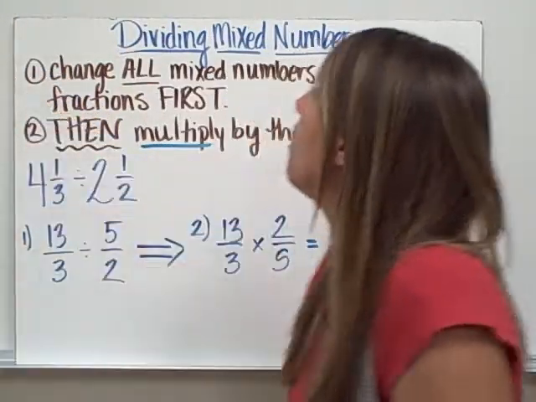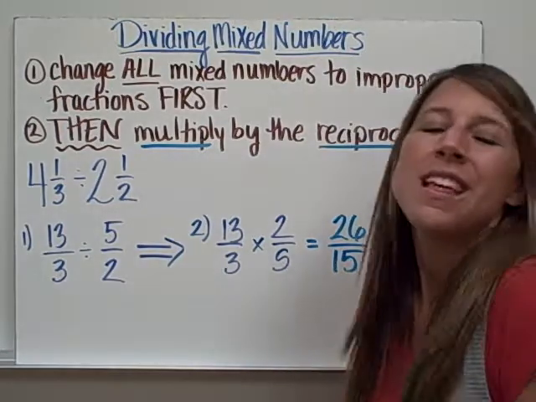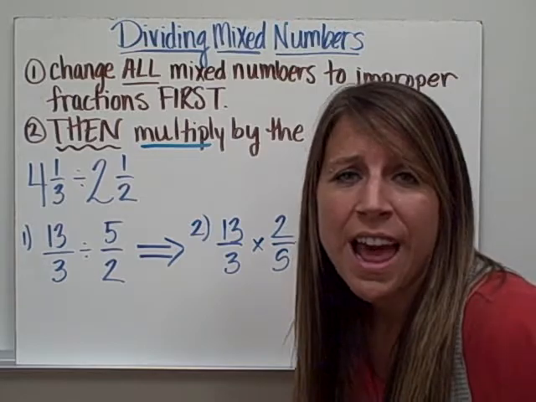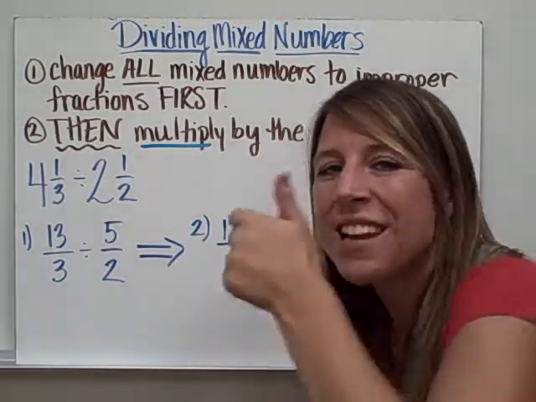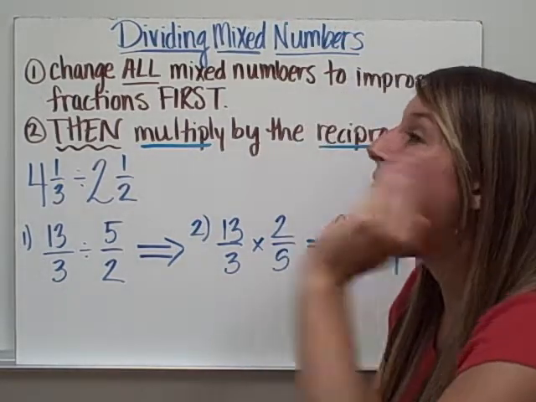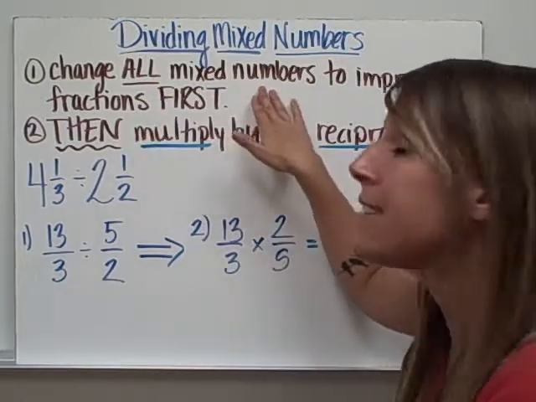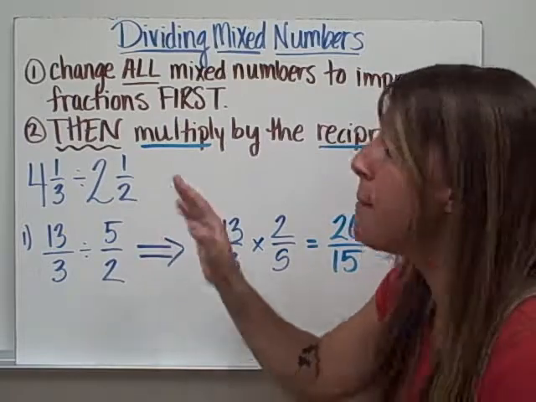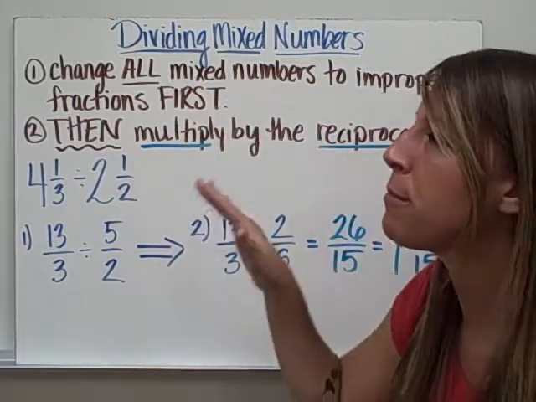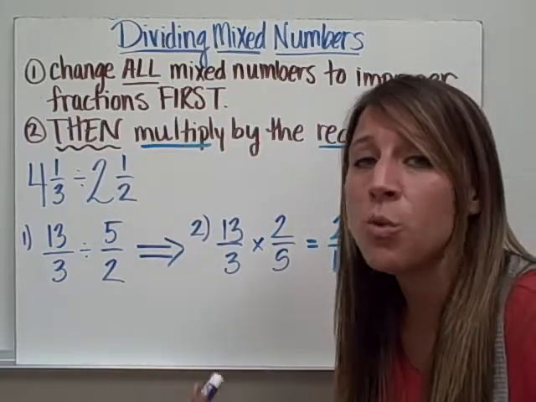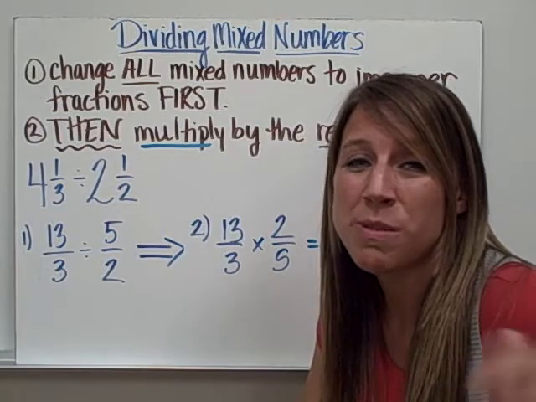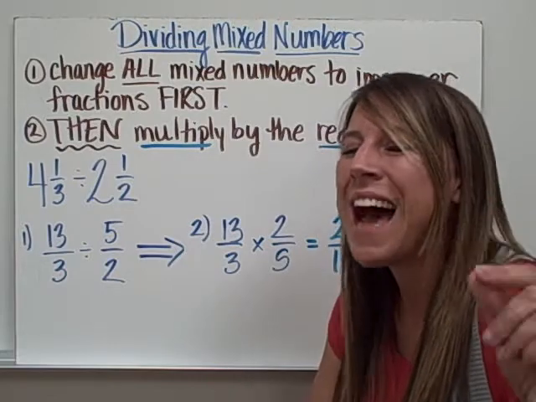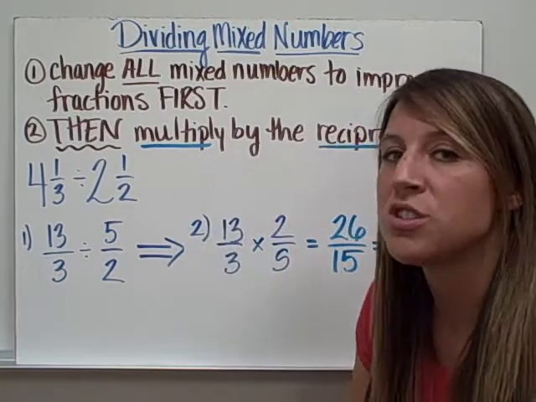Now when I'm dividing mixed numbers, there's something I have to do first before I change division to multiplication, and before I change that second number to its reciprocal. I have to change all mixed numbers, whether it's the first number or the second number or both of them. I change all of them to improper fractions first. That gets it out of the way, then I can change division to multiplication, then I can change the second fraction to its reciprocal, but not until I change them to improper fractions first.